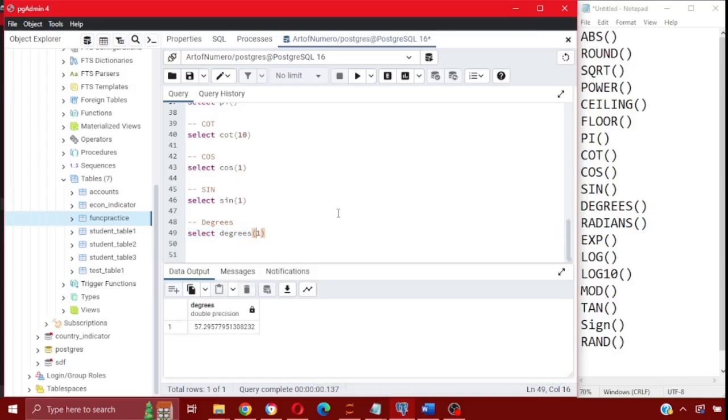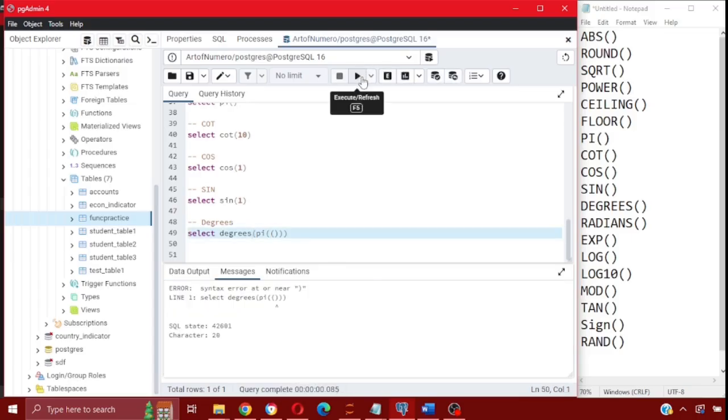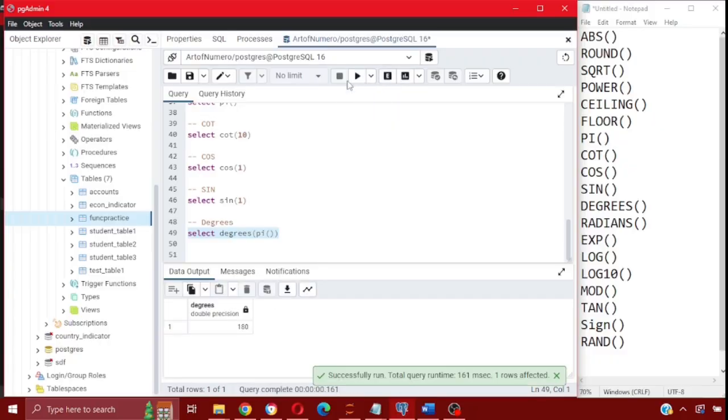And I think you can also pass the pi function here, let me see if this will work, and say, give me the degree of the radian that comes from the pi. I think I made a mistake here. The pi has to be pi. Yep. So 1 parenthesis for the pi and then 1 for the degree function. This should do it. There you go, 180. So the degree for a pi is 180 degrees. And so that was degrees.